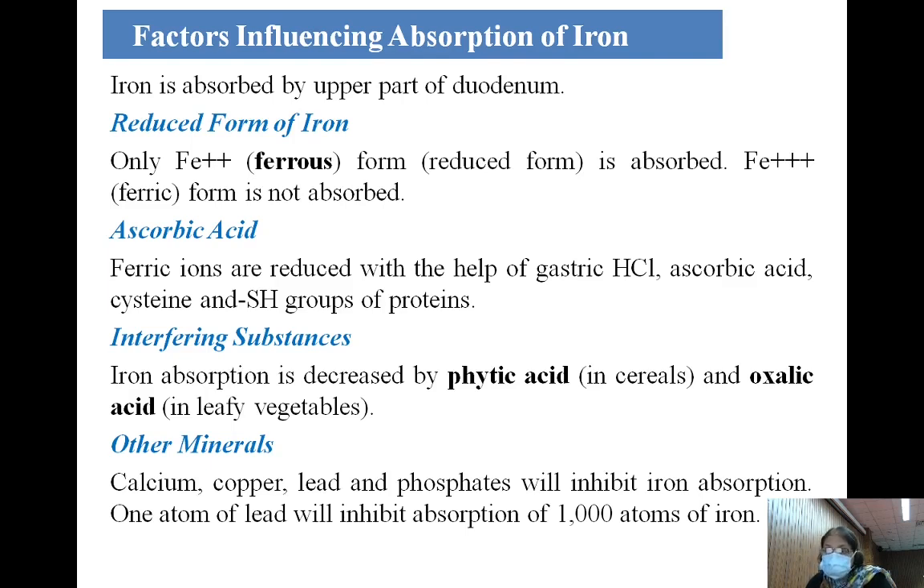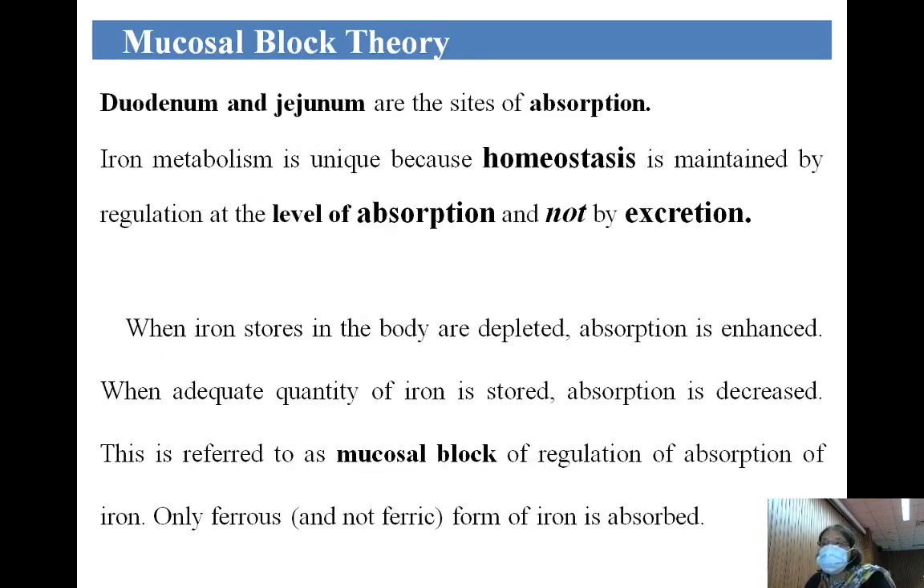You can remember, 1 atom of lead will inhibit absorption of 1000 atoms of iron. So in lead poisoning there will be reduced synthesis of hemoglobin, due to the reduced absorption of iron by the lead. Now, mucosal block theory, it used to come as a short note. Duodenum and jejunum are the site of iron absorption.